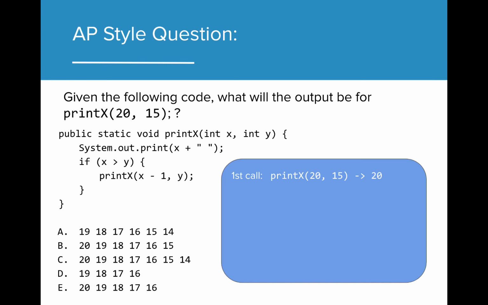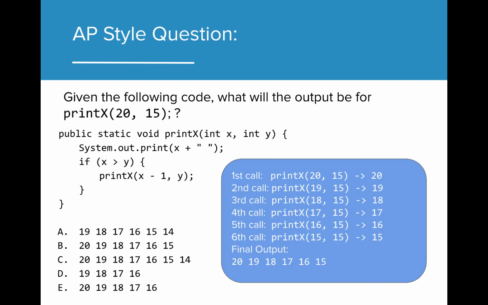Our first call will be the originating call. The method starts by printing 20. Then, since x is greater than y, it makes a recursive call with x equals 19 and y equals 15. Our second call looks similar. The process continues until x equals 15 and y equals 15. At this point, x is no longer greater than y, so we don't make a recursive call and our methods complete normally. Our correct answer in this case is option B.